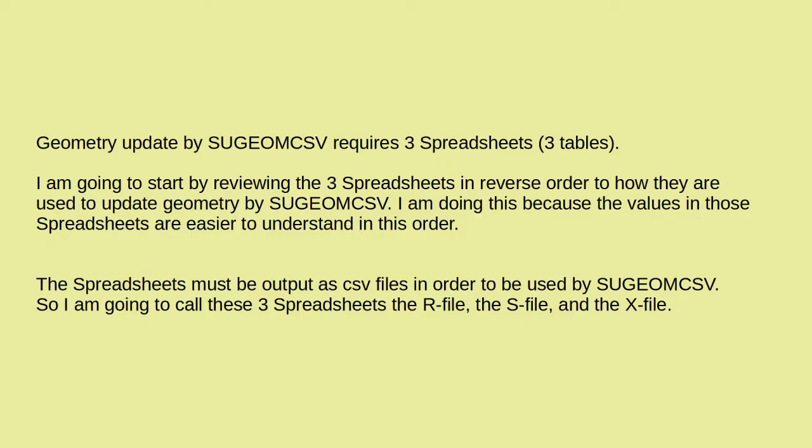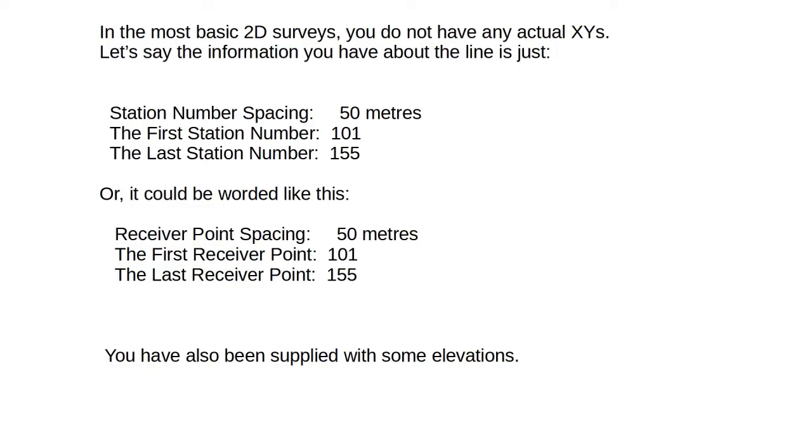I'm going to show how to use 3 spreadsheet tables to define 2D survey geometry. I'm going to start with the easiest table and proceed to the hardest table, even though the tables are actually used in the opposite order. For simple 2D surveys, you may not have any actual surveyed coordinates, just information which tells you the spacing between points. Field information may refer to this as point spacing, receiver spacing, or station spacing.